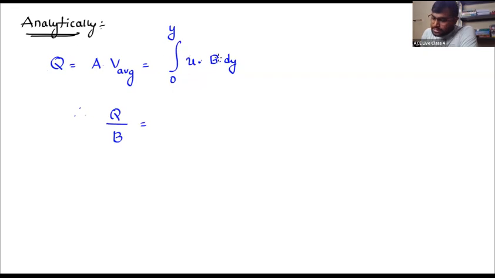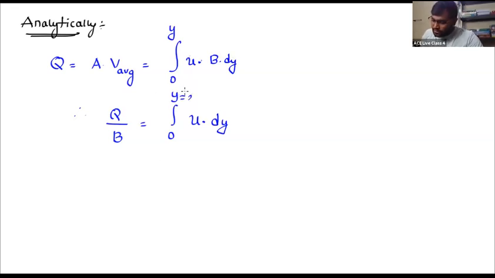You observe, you can take the width to the other side. Then Q by B is going to be the integral from 0 to y of u into dy. That's it, as simple as that. Now this time I am not finding the average velocity. Discharge is nothing but area into velocity. Should I take maximum velocity or average velocity? Average velocity, so you have to integrate from 0 to the top water level y, u into dy.